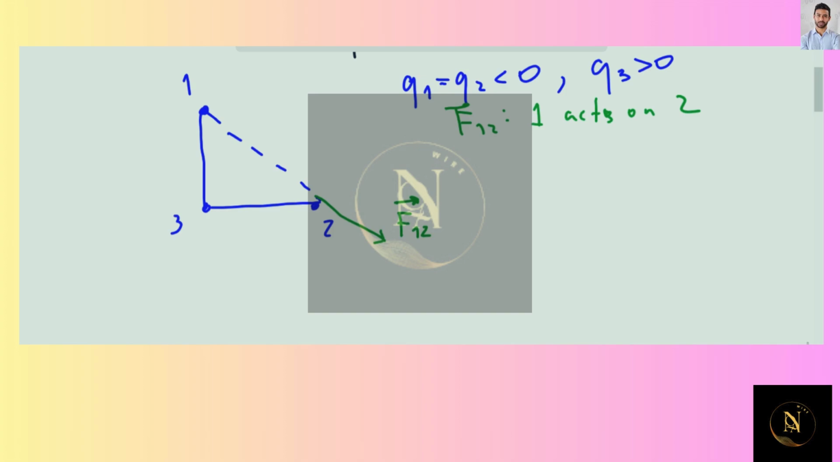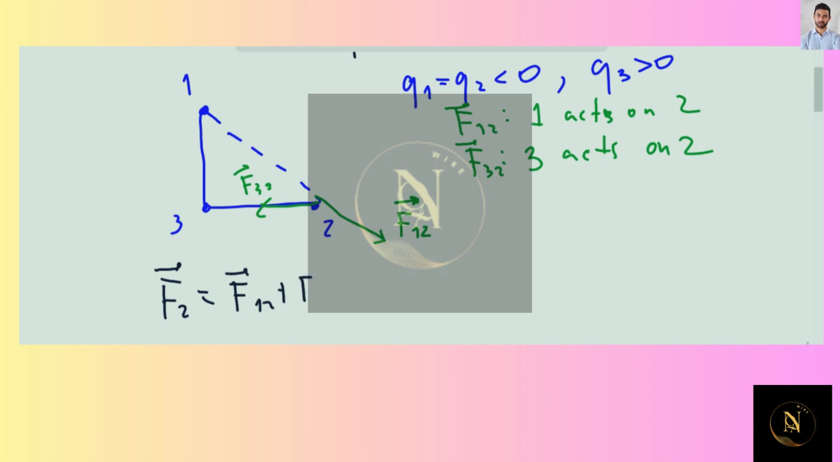Charges 3 and 2 have opposite sign, therefore they will undergo attraction. And F32 will be directed from charge 2 to charge 3. So F32 is a force with which charge 3 acts on charge 2. So now let's write down the equation for F2 in the vector form. F2 vector equals the vector sum of F12 and F32 according to the superposition principle.